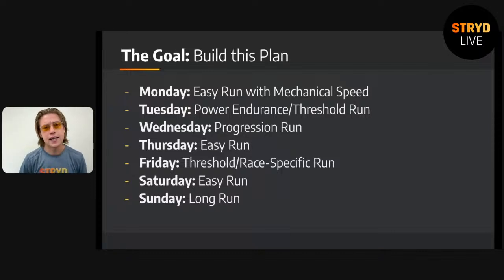So here's the goal for today. This is kind of the plan I'm going to be building. Monday, an easy run with mechanical speed. Tuesday, a little bit different, a power endurance threshold run. And then fill out the rest of the week with my easy runs and long runs and one more workout here. So I'm going to be going day by day here, Monday through Sunday, and building out a week of my training in the PowerCenter.